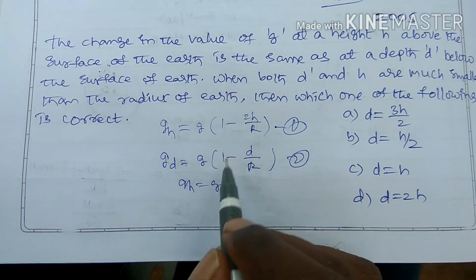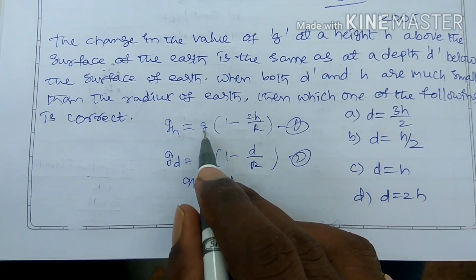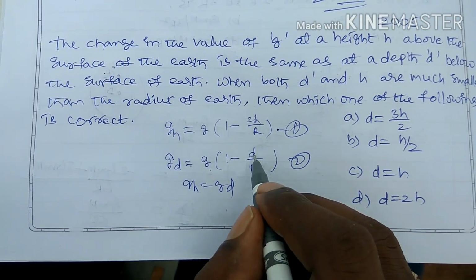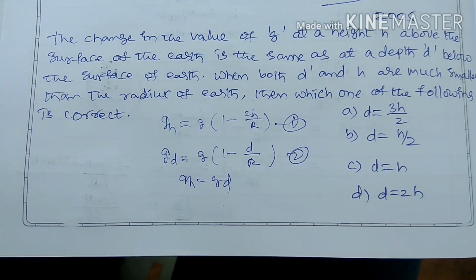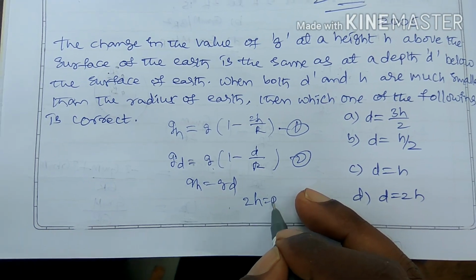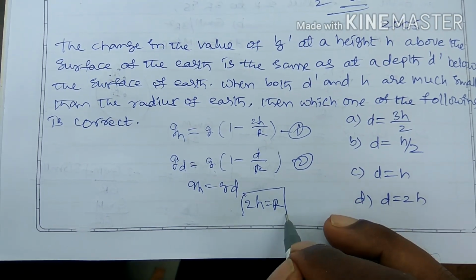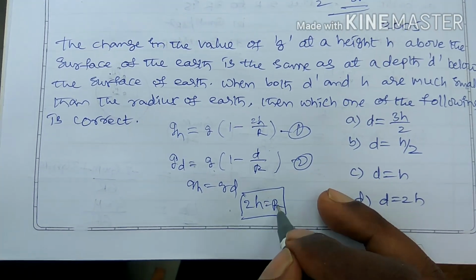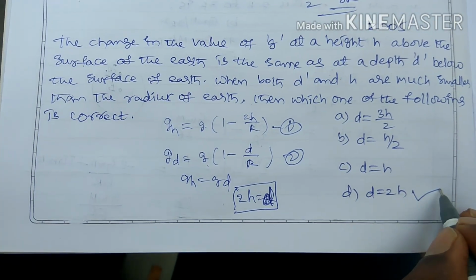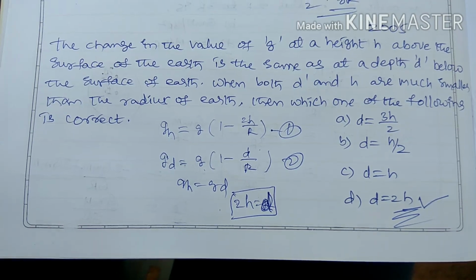So simply we have to compare g and g, 1 and 1, minus 2h by R and d by R. So by the comparison we can write 2h is equal to d, or d is equal to 2h. So this is the correct statement.